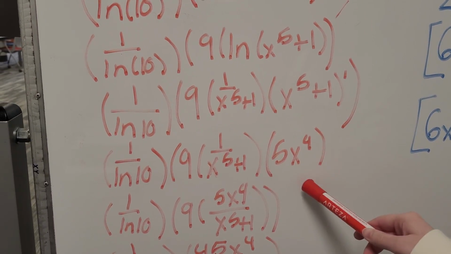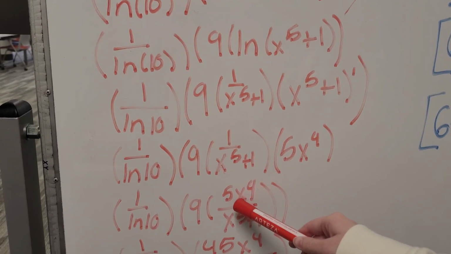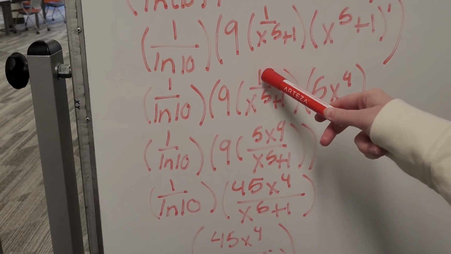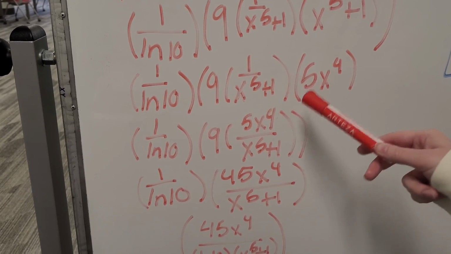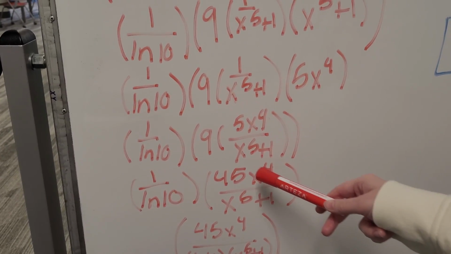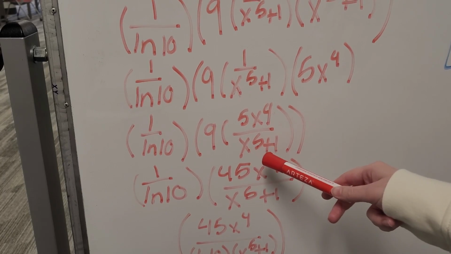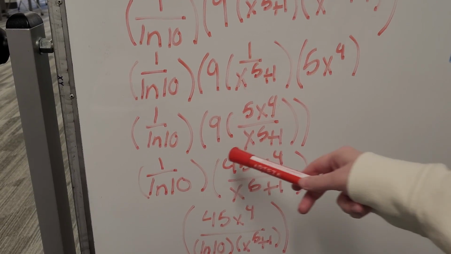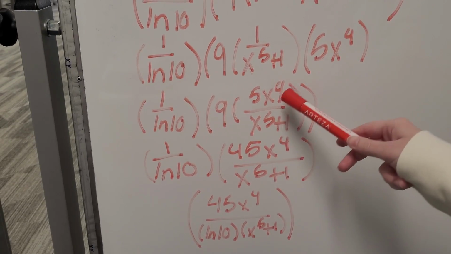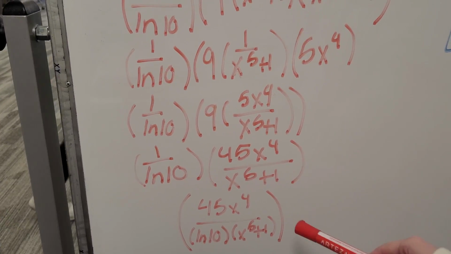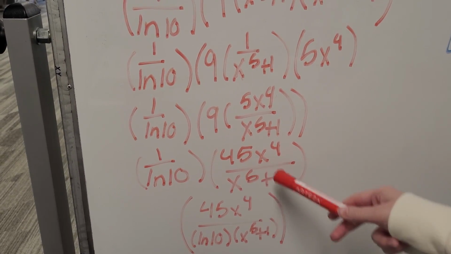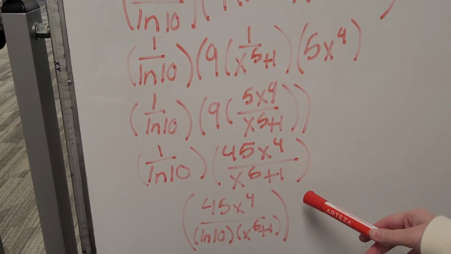Now we combine these two terms together and we get 5x to the 4th, because you can only multiply onto the numerator, not the denominator, unless it's another fraction. You get 5x to the 4th power over x to the 5th plus 1. And now we work with our 9 constant. Now we multiply the 9 to the numerator, not the denominator once again, and we get 45x to the 4th over x to the 5th plus 1.